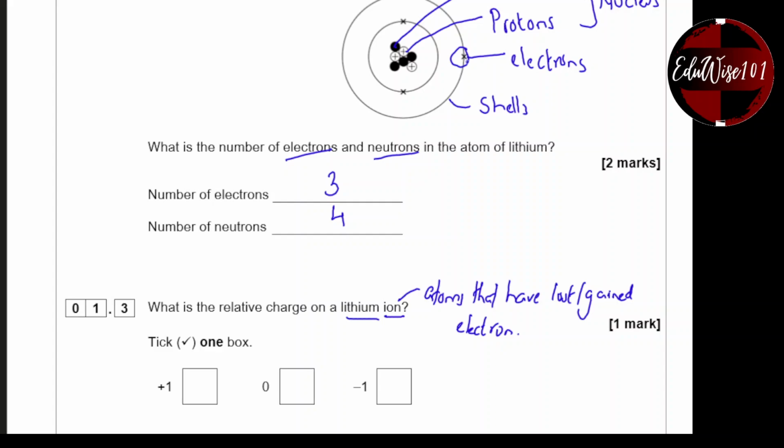Now, electrons have a negative charge and protons have a positive charge. Remember that. So in a normal atom, these will cancel off. 3 positive and 3 negative will cancel off. Here, if the lithium atom loses an electron, it becomes an ion, which means it will have 1 more positive charge. So it will carry a +1 charge, and we write it as Li plus ion.